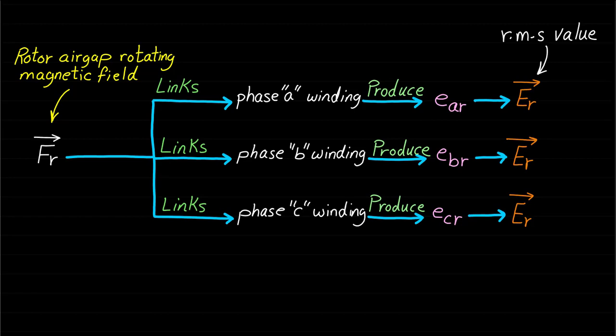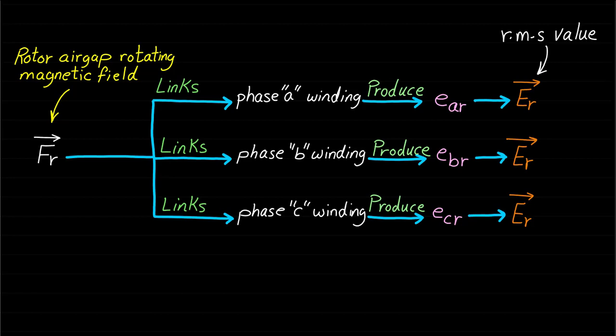It is very important to know that the shape of the induced armature voltage waveform is impacted by the rotor air gap magnetic field shape or distribution. That means if the magnetic field distribution is non-sinusoidal, the armature induced voltages will be non-sinusoidal as well. Also, if the magnetic field distribution is sinusoidal, the armature induced voltages will be sinusoidal.